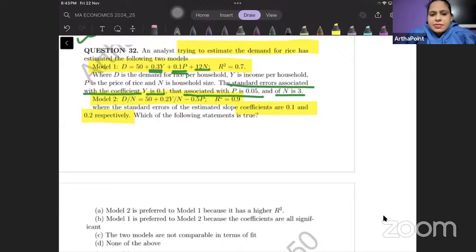I am posting some excellent questions in the question bank. So make sure that you also do the question bank. Okay. Don't miss the question bank. Anyone?